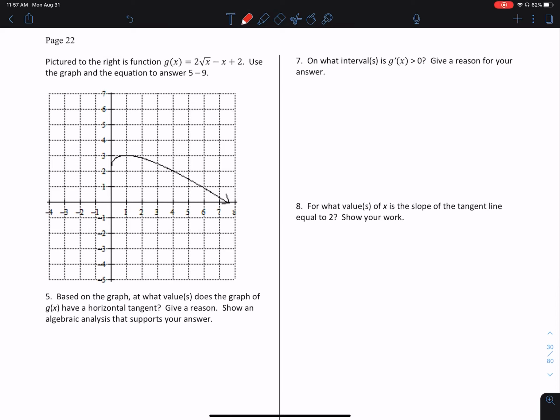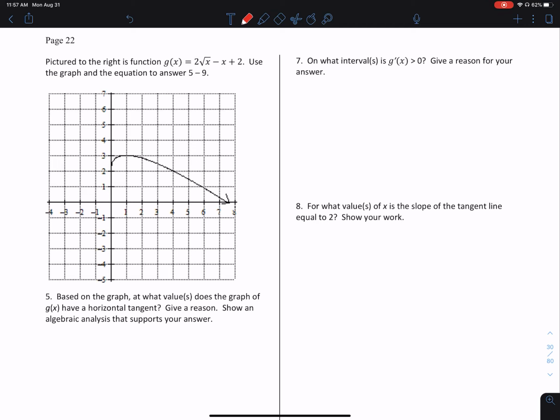This is AP Calculus AB. We're in Notes 2.5, part 2 of 5. We are going to check out this graph that you see here and answer questions 5 through 9. Pictured is the function g of x. Use the graph and the equation to answer questions 5 through 9.